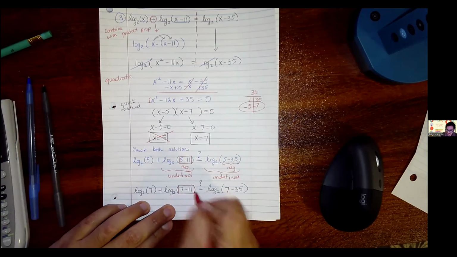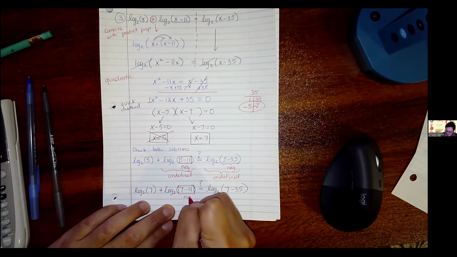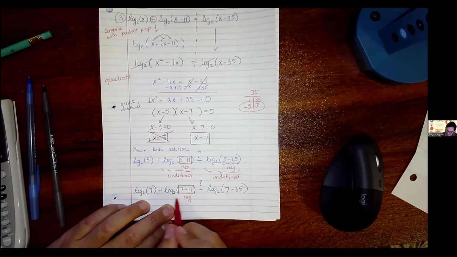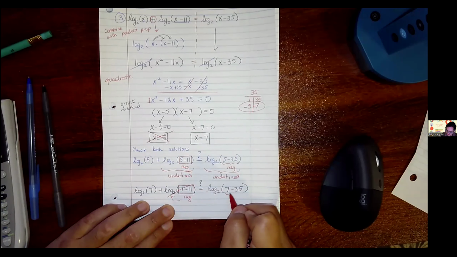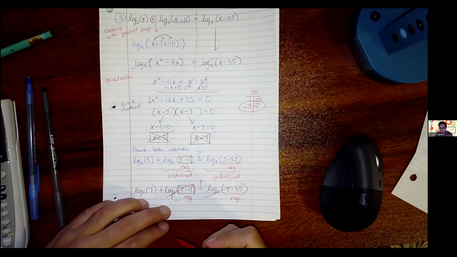7 minus 11, what is that? -4. It's going to be a negative number. And I can't plug a negative into a logarithm. So right away, that's not going to work. Same thing with this 7 minus 35. That's going to be a negative number too. Right away, that doesn't work either. So that means that this solution doesn't work.